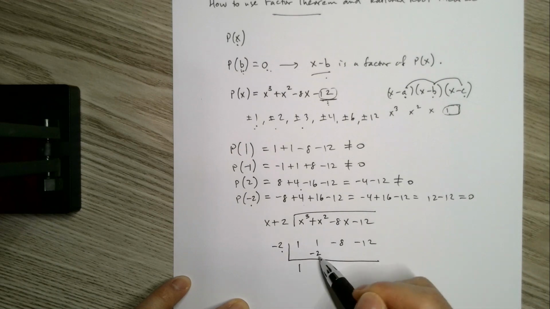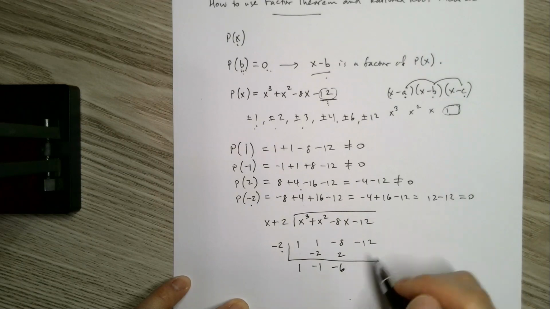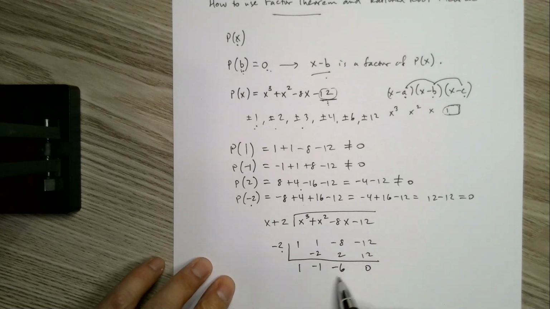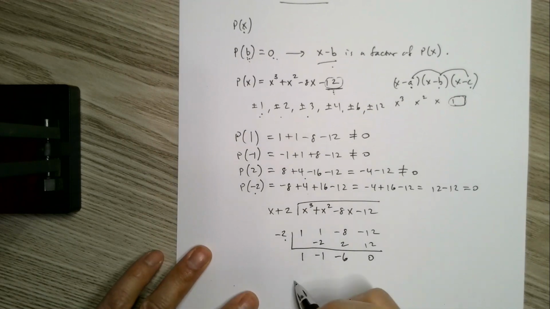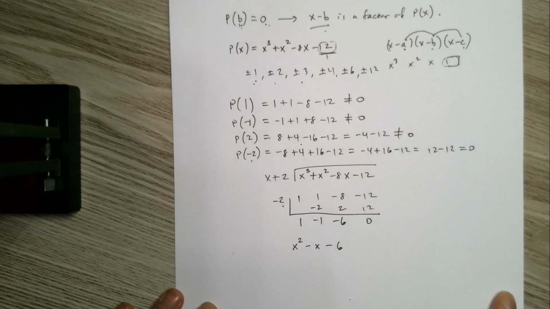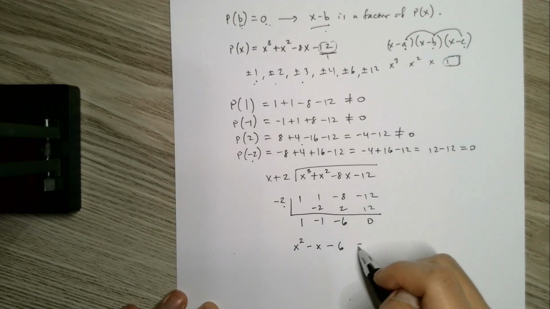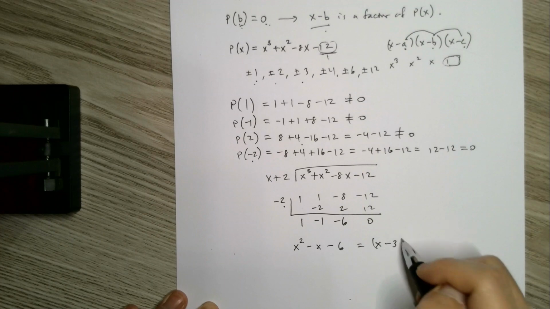Negative 2 times 1 gives me negative 2. Then I add here, negative 1. Multiply negative 2 times negative 1, gives me 2. Add. And then negative 2 times negative 6 is 12. That gives me 0. And then these are going to be the coefficients of my quotient, my quadratic, x squared minus x minus 6. And that I know is x minus 3, x plus 2.